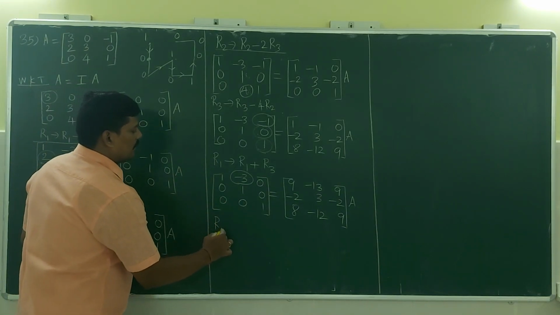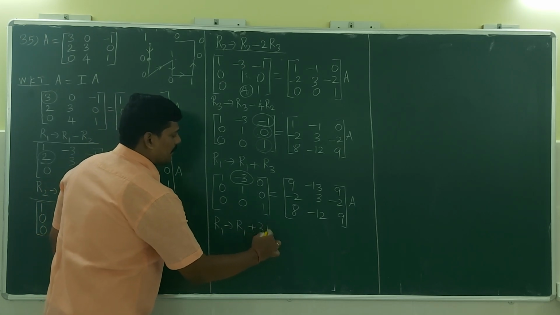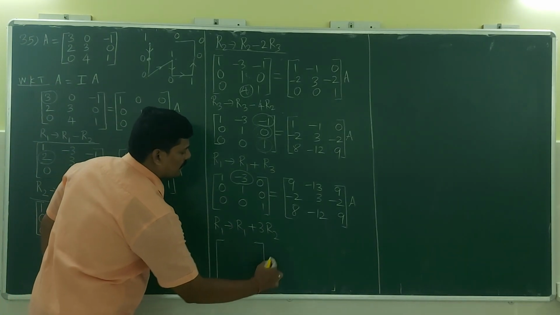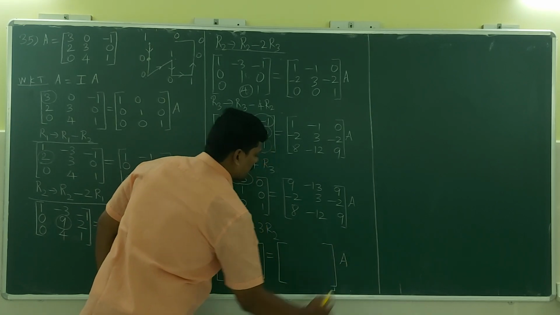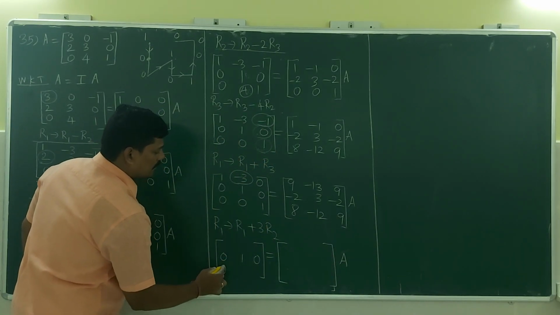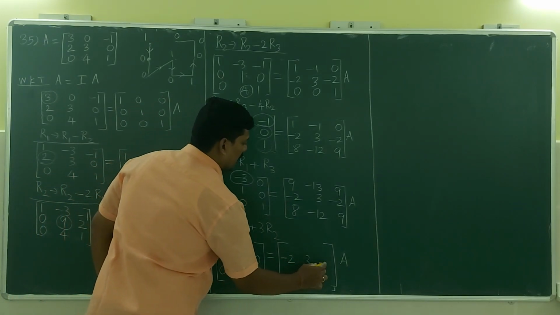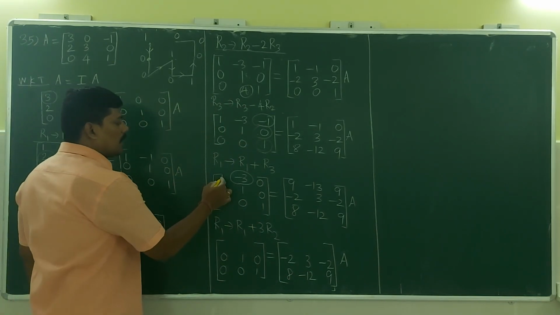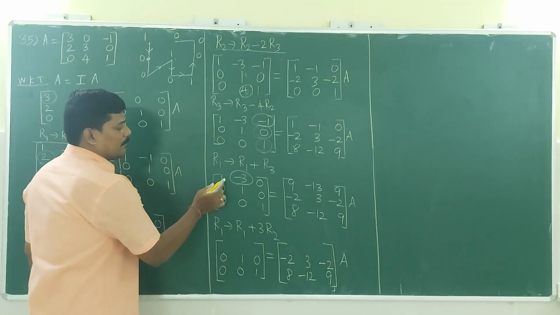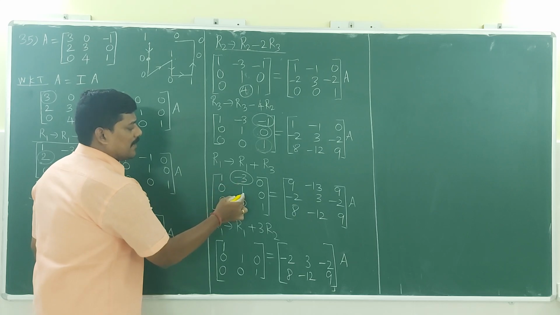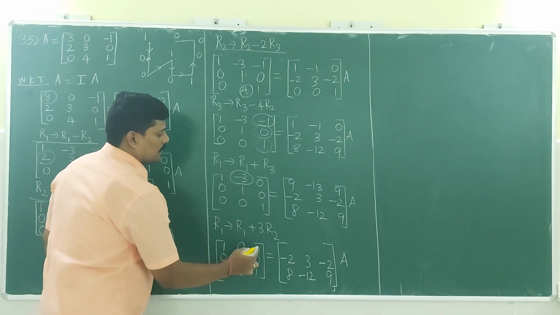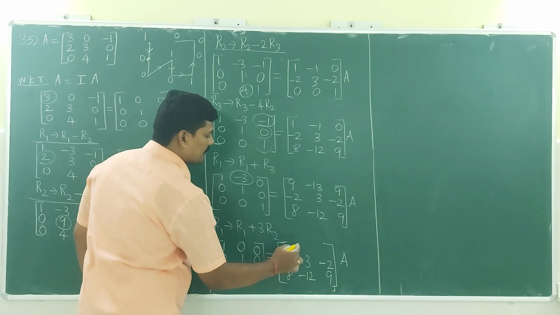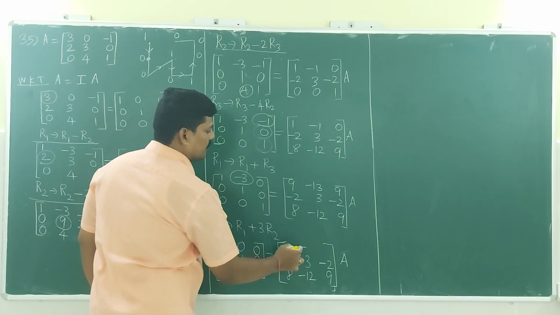The operation is R1 implies R1 plus 3 times R2. Am I right? R1 implies R1 plus 3 times R2. So write the second row and third row as it is. The second row is 0, 1, 0 and 0, 0, 1. 3 minus 2 and 8 minus 12, 9. The first row is R1 plus 3 times R2. So 1 plus 0 is 1. Minus 3 plus 3 is 0. 0 plus 0 is 0. 9 plus 3 into minus 2, 9 minus 6 is 3. Then minus 3 plus 9, 6.